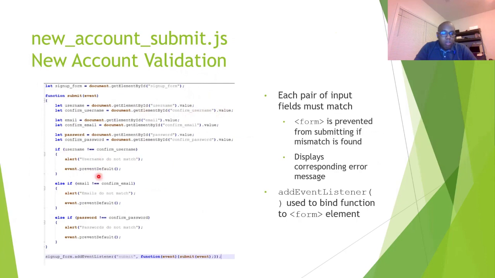If a mismatch is found, the form element is prevented from submitting. And in addition, a corresponding error message is displayed. To bind this function to the form element, the add event listener JavaScript function is used.